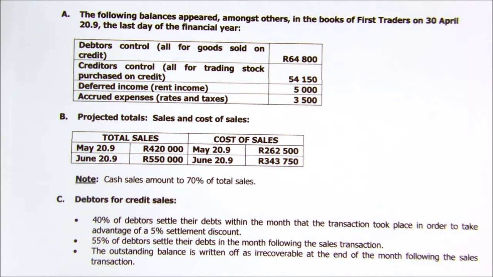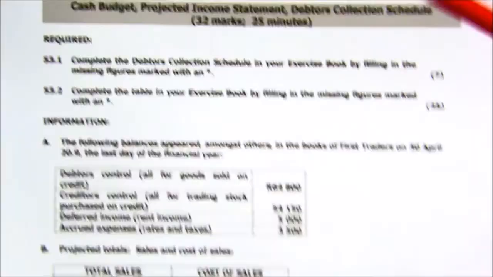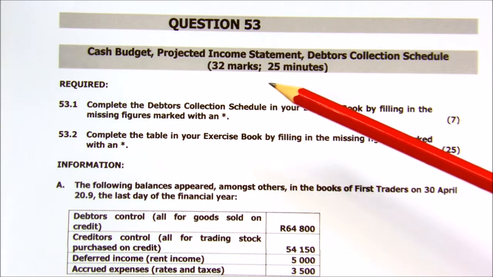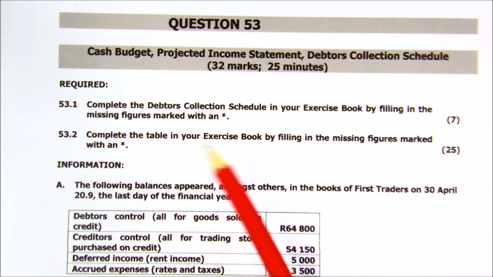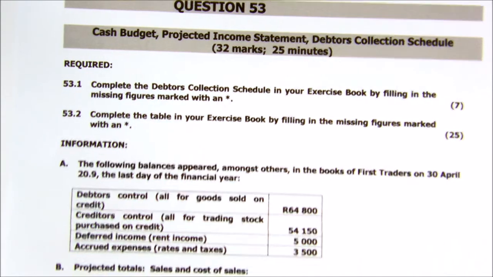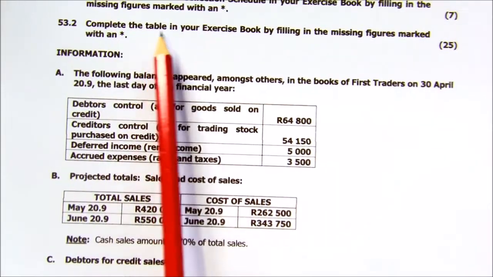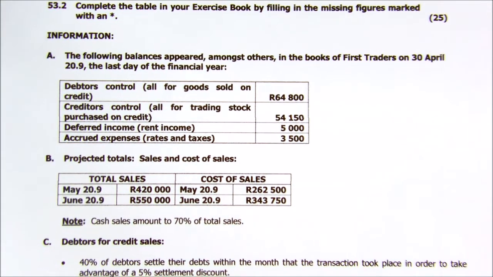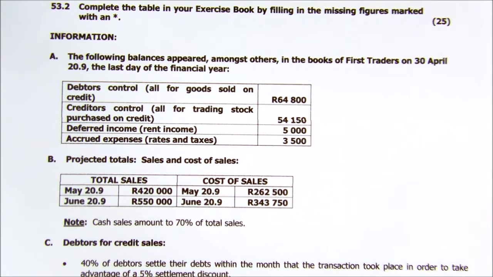Right, good day learners. In question 53, you are asked to do a debtors collection, which we have already revised, and then you're asked to complete a table. The table is asking you to determine the difference between a cash budget and an income and expenditure.